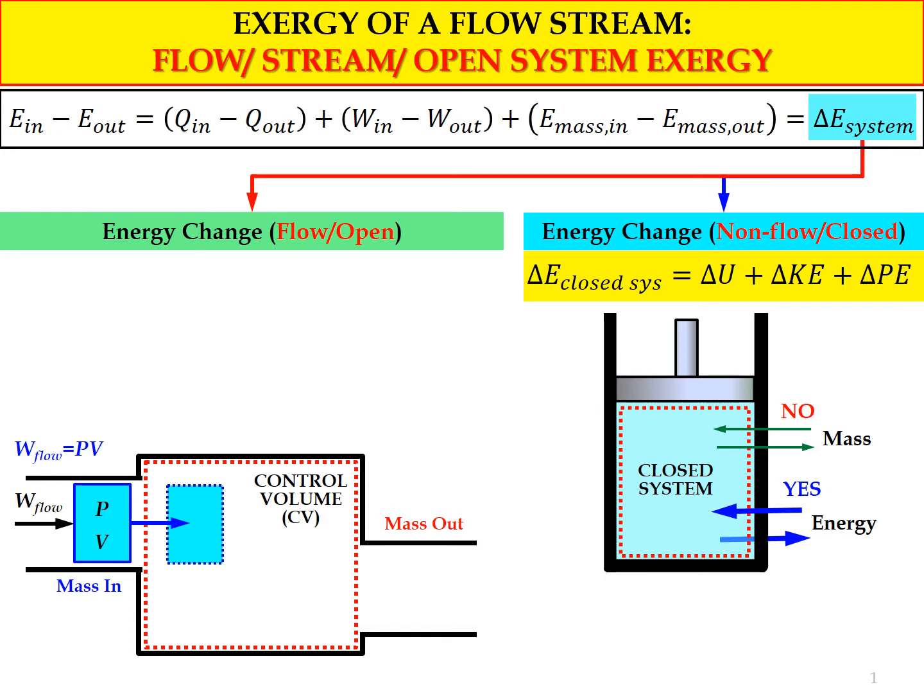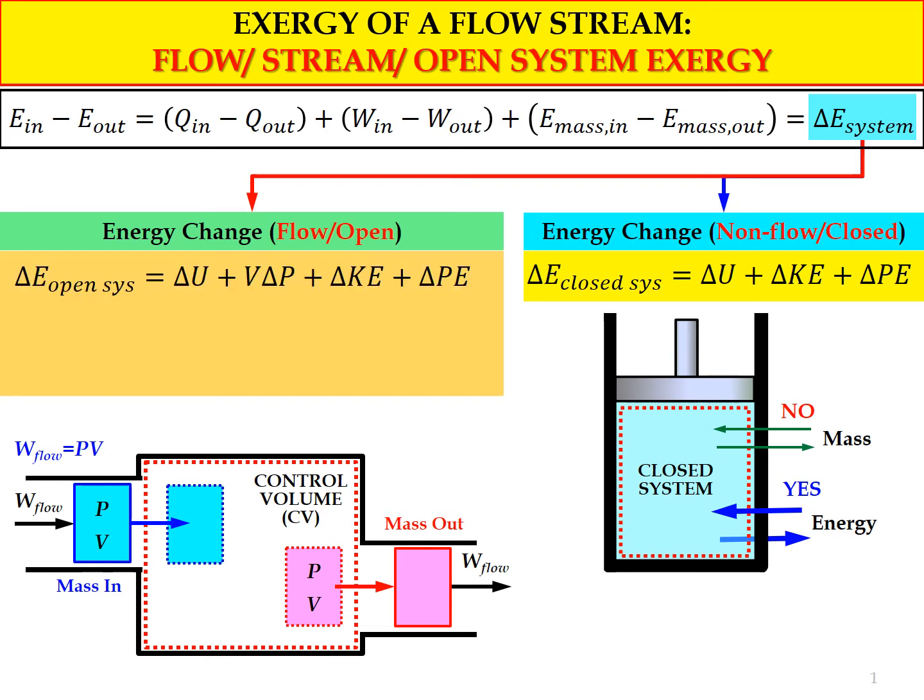Okay, similarly with the mass out process, if you want to allow mass to come out from the system, from the control volume, we still need to use energy that we call flow energy or flow work, W flow.